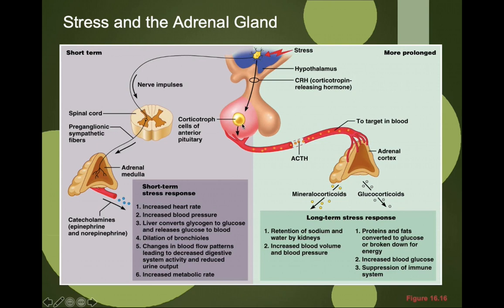Here, the hypothalamus sends signals to the anterior pituitary. It pushes out adrenocorticotropic hormone. It goes to the cortex, and you push out glucocorticoids, which are cortisol, cortisone, corticosterone, and then mineralocorticoids, which is aldosterone. The glucocorticoids, look what's going to happen. Proteins and fats are converted to glucose or are broken down to energy. You get increased blood glucose. You get high blood sugar.